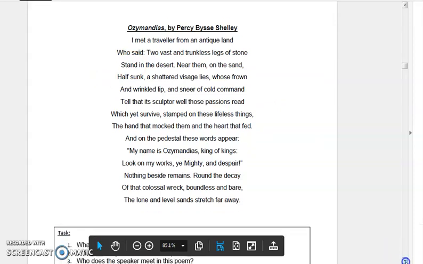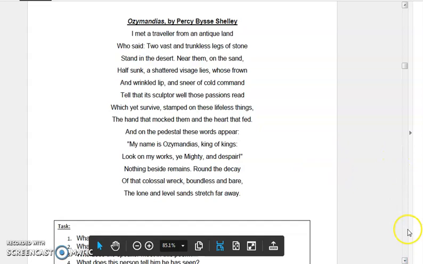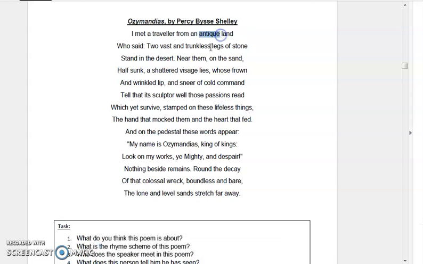Okay, so I'll go through a couple of words you might not understand, and then we'll look at a few more questions down here from the task that you need to do. So the word antique, I met a traveller from an antique land, it basically means old.